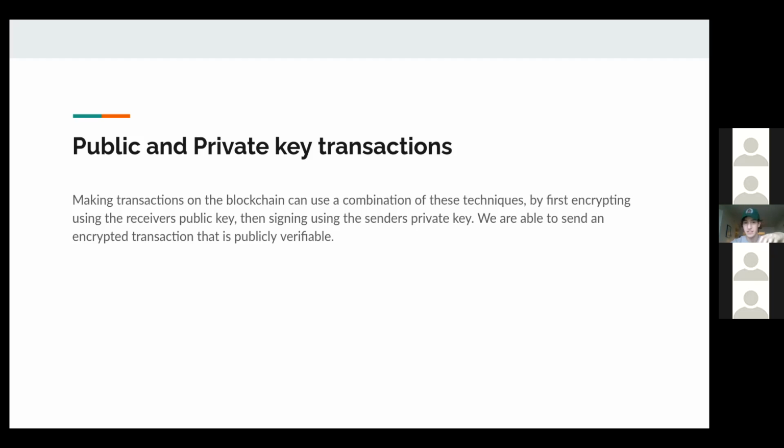And that's your process. Any questions so far about that part? That's encryption. That's how it's used in the blockchain. Any discussion about that? Not yet.